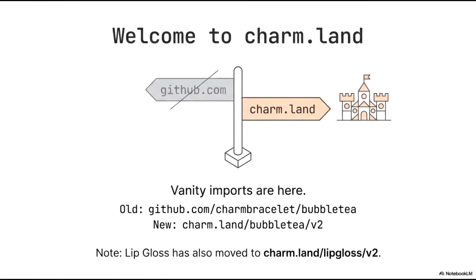We have officially launched Vanity Imports at charm.land. This move signifies a shift from using GitHub-based paths to our own dedicated domain. As an example, the import path for Bubble Tea has transitioned from github.com/charmbracelet/bubbletea to charm.land/bubbletea/v2. Similarly, Lip Gloss is now located at charm.land/lipgloss/v2. These new vanity URLs provide a cleaner, more stable way to manage our library versions moving forward.